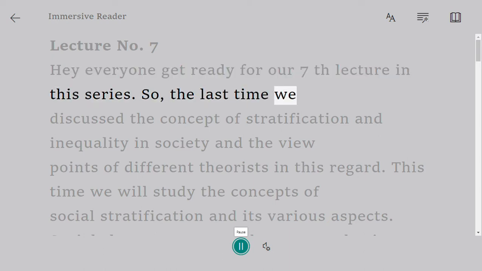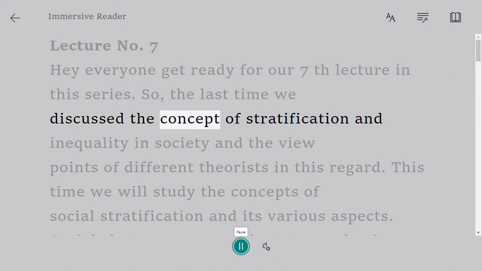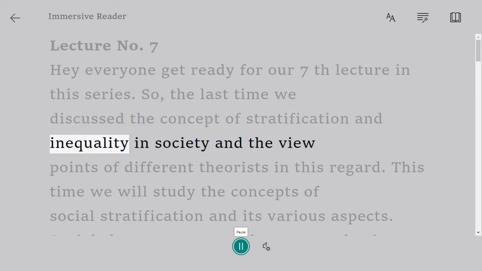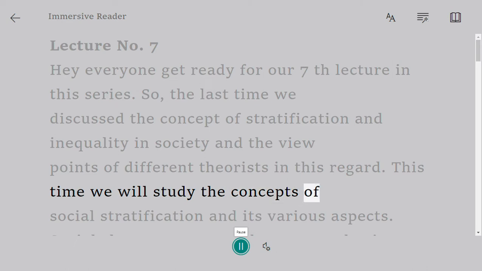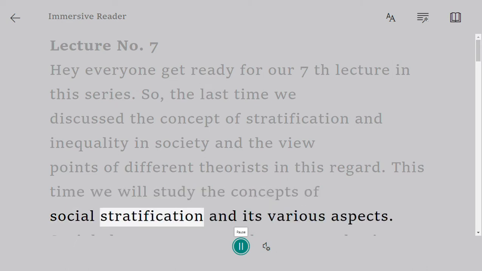So, the last time we discussed the concept of stratification and inequality in society and the viewpoints of different theorists in this regard. This time we will study the concepts of social stratification and its various aspects.